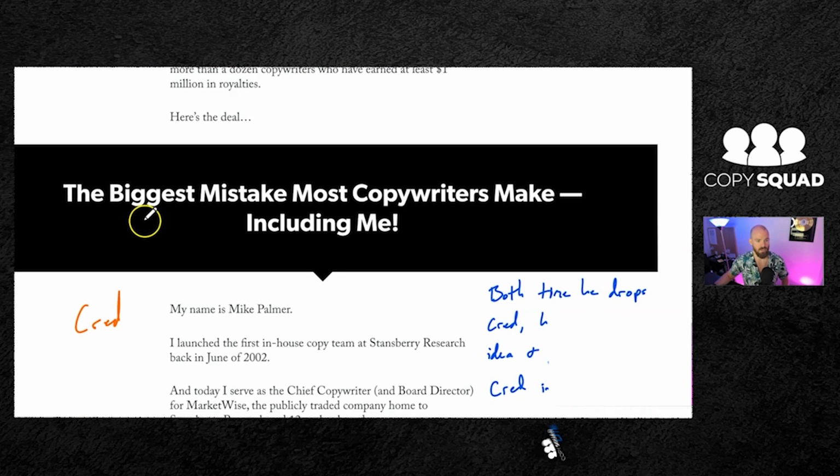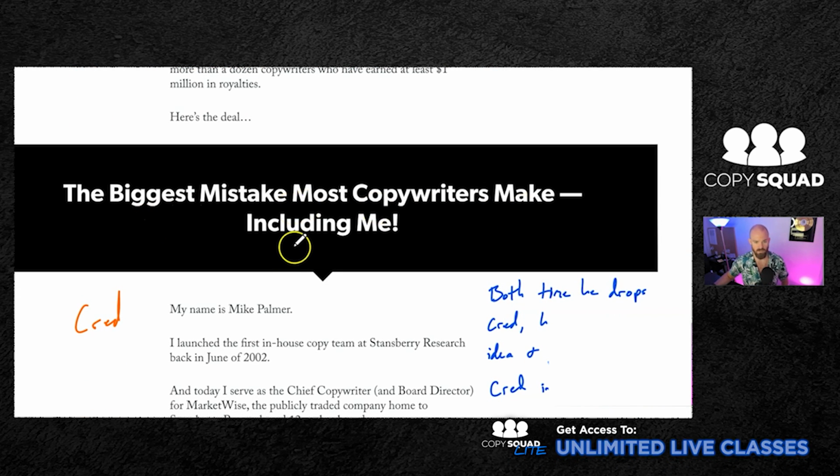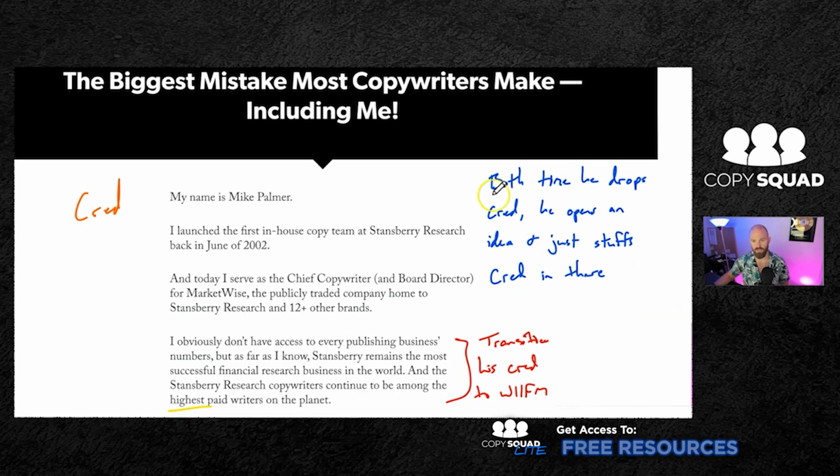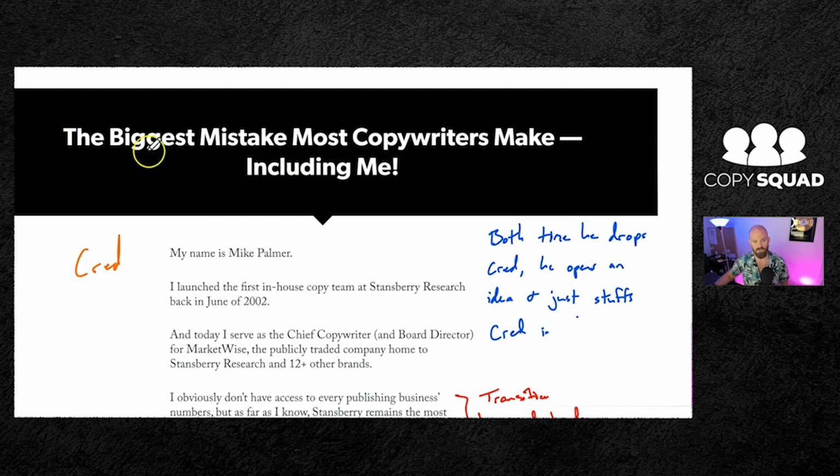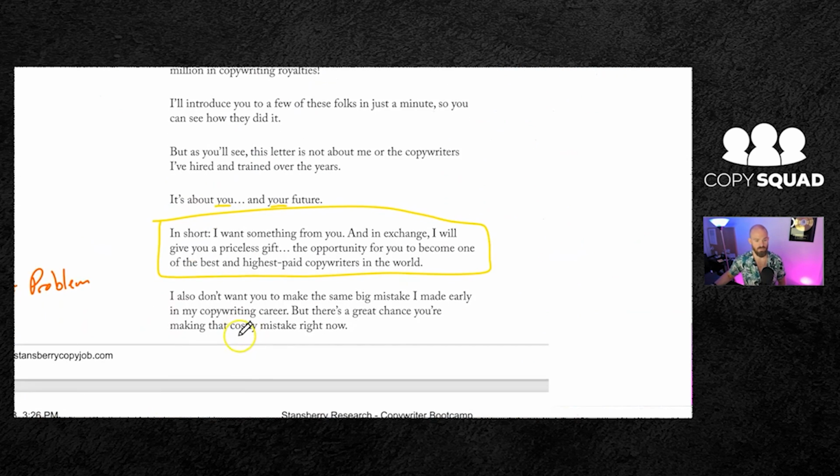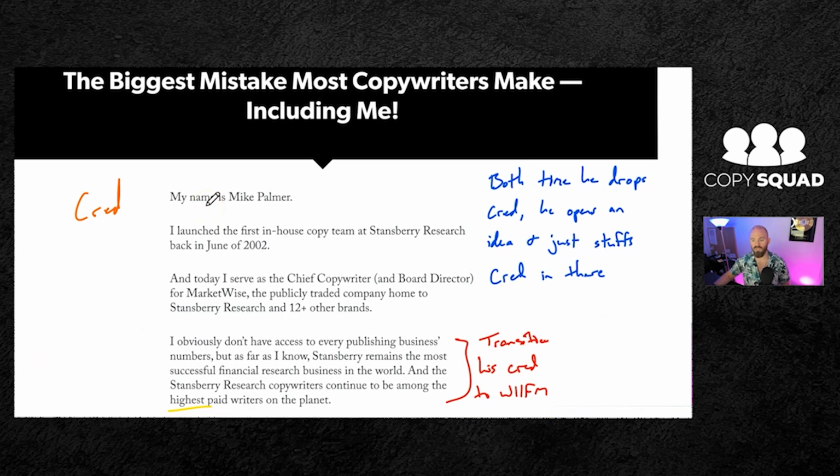He says, here's the deal. The biggest mistake most copywriters make, including me. So this is something I really like. I have a note here. Both times he drops cred, he opens an idea and then sort of just stuffs the cred in there. So what's cool about this section, so we're still technically sort of kind of in the lead. He's going to introduce basically the problem section, which would be on the next section that comes after a lead. You go into the problem like, oh my God, here's what's holding you back and all that stuff. But what he does before he leaps into that, you'll see he brings it back up down here. But he stuffs more credibility in here and he uses this to further expand his cred and tie it back to the reader so smoothly.